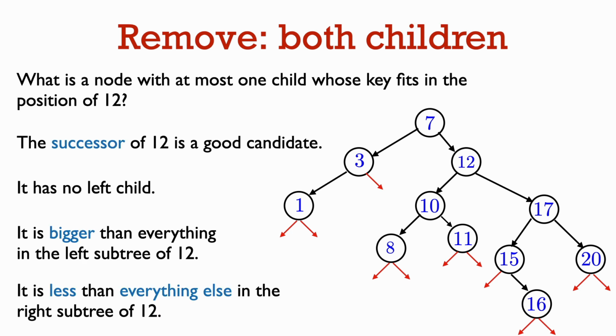So a very good choice here is the successor of key 12. In this picture, the successor of key 12 is key 15. By definition, the node with the successor will not have a left child, right? If it had a left child, then this key would not be the minimum key in the right subtree of the node with key 12. Moreover, we know that it is larger than everything in the left subtree of the node with key 12, since in particular it's a successor of 12, so it's bigger than 12. We also know that the successor is less than everything else in the right subtree of the node with key 12. Thus, if we replace key 12 by its successor, we will still preserve the BST property.